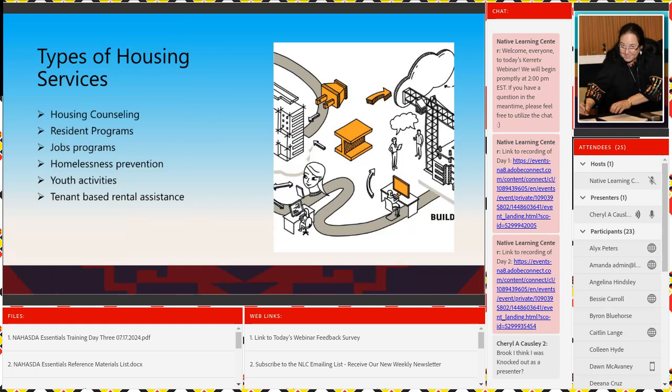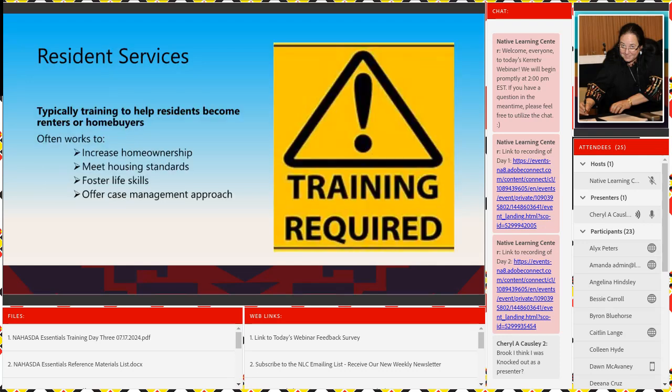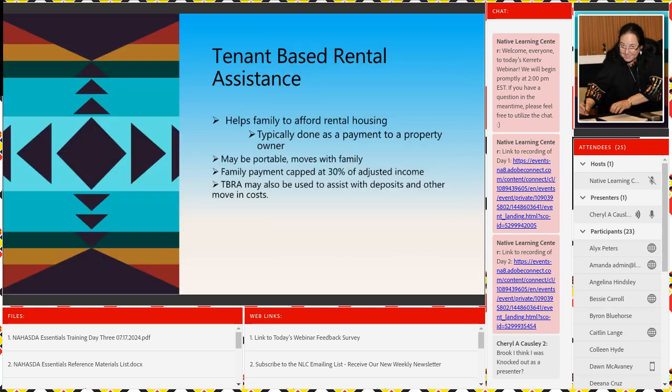So your types of housing services: housing counseling, resident programs, job programs, homeless prevention, youth activities, and tenant-based rental assistance. So resident services are typically training to help your residents become renters or home buyers. It often works to increase homeownership, meet housing standards, to foster life skills, and you can offer case management approaches. Okay. Tenant-based rental assistance helps some of your families to afford rental housing. You see this a lot in like Washington State, where it's so expensive.